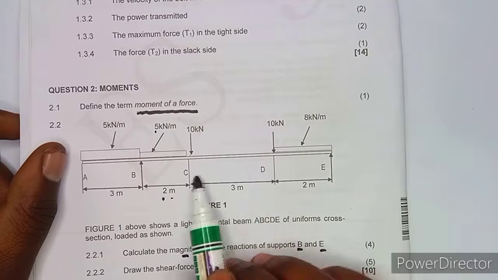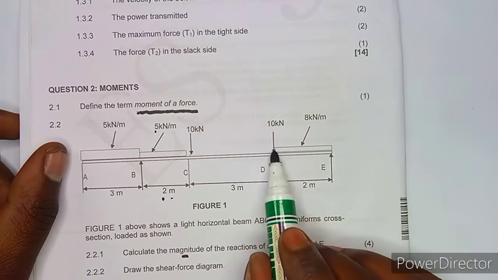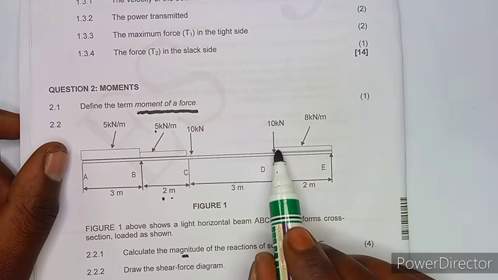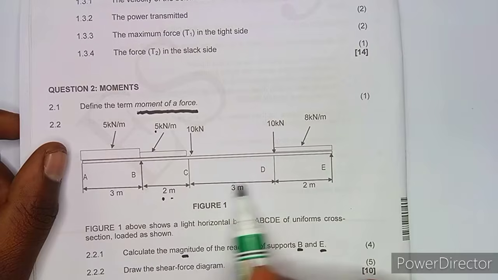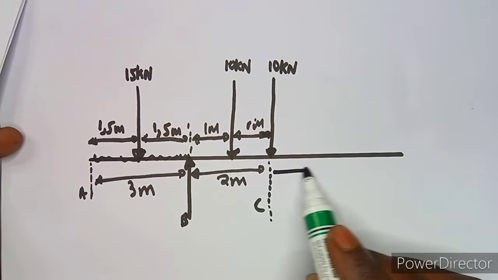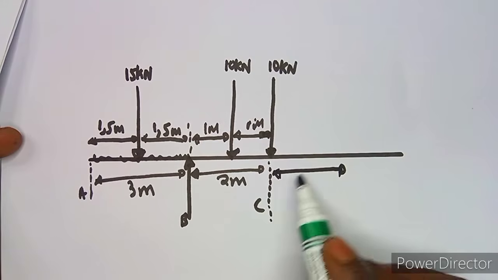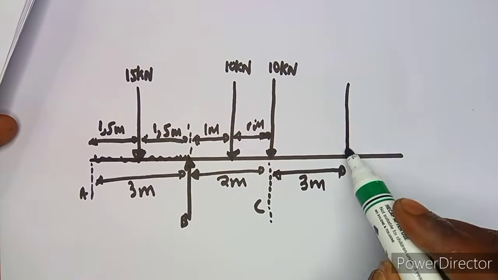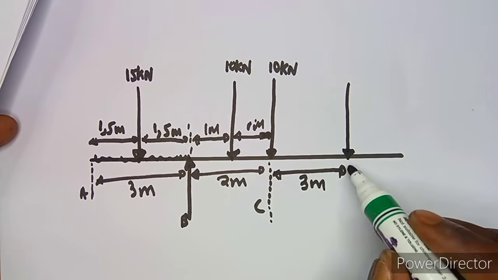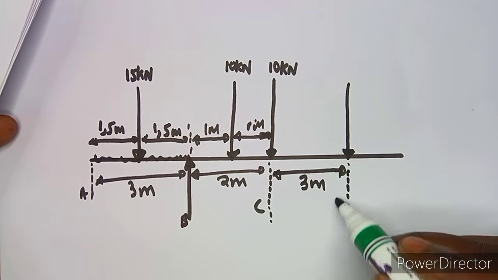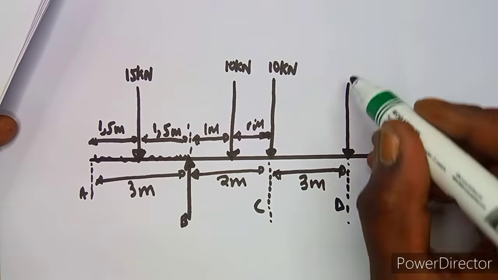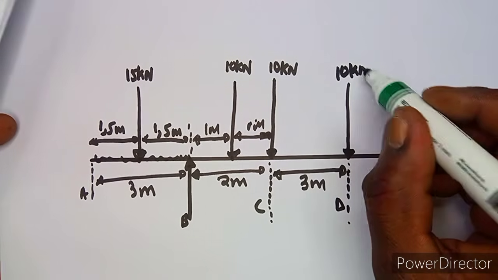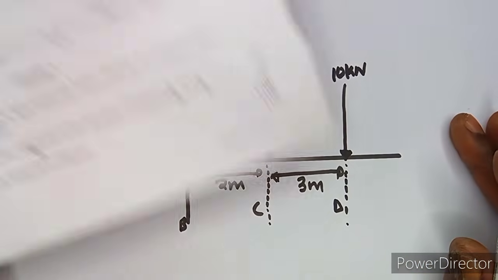So from C to D, there's just a distance, then a force which is going downwards at point D. So we just have 3 meters in between there. We've got 3 meters in between like this. All right, then we represent this at D going downwards. That one we just repeat as it is because it's the normal force. All right, so that's our point D. We've got 10 kilonewtons again.